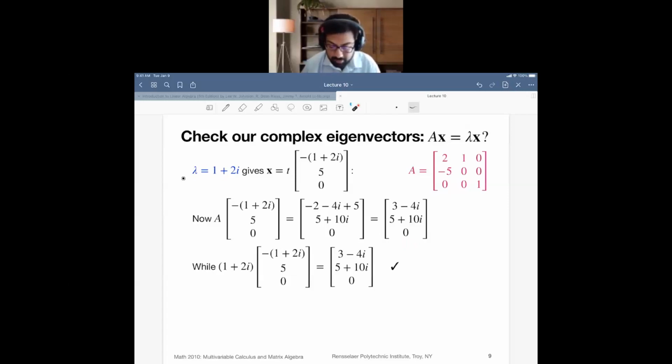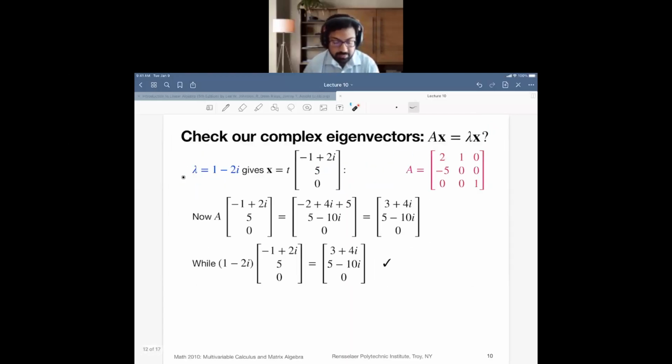Because you cannot straight away match this with lambda x, you can evaluate lambda x separately. Lambda is 1 plus 2i. X is the same x as before. If you multiply these two, which is essentially a scalar multiplication, you will get 3 minus 4i, 5 plus 10i, 0, exactly matching Ax. So you know that this x with this particular lambda satisfied Ax equals lambda x.